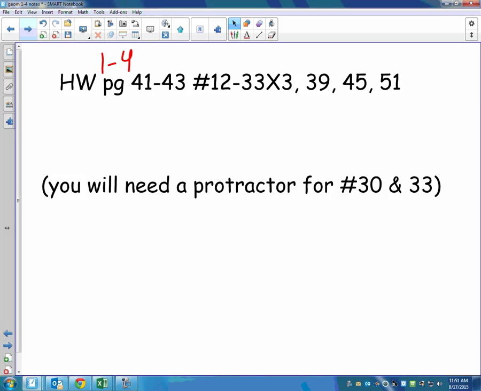The first ones there, you're just naming stuff. But again, 30 and 33 are like the ones that we did that say classify as right, acute, or obtuse, and use a protractor to measure. So 30 and 33 you might want to look at really quick, and you could at least write down what the measurement was. Otherwise, when you come in tomorrow, you need to get the protractor and do it while you're doing bell work. And then you can put your protractor back up here.